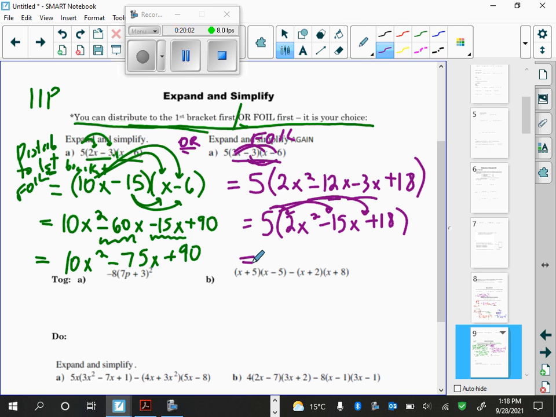It's up to you, whichever way you want to do. Distribute first and then FOIL, or FOIL first and then distribute. It's your call. Okay, if we distribute this, we get 10, keep the x squared, negative 75, there's the x, and plus ninety, which is what we got right here.